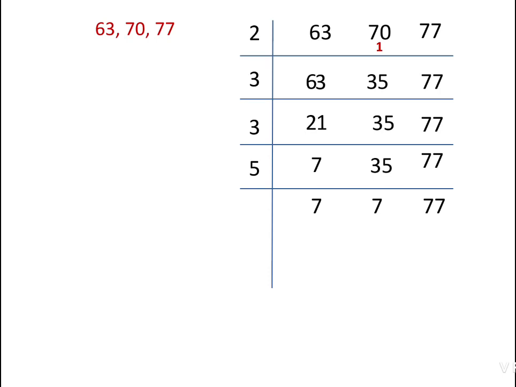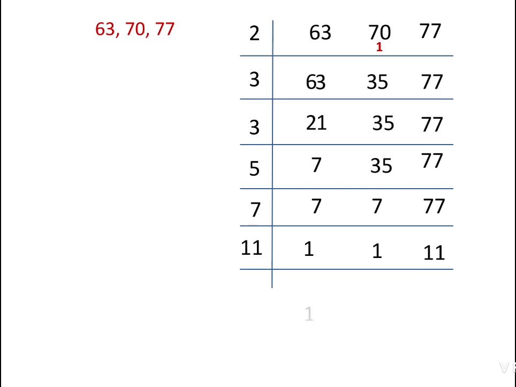Then the next prime number is 7. So we take 7 here. In 7, how many 7? 1. Next, in 7, how many 7? 1. In 77, how many 7? 11. Next, 1, 1, 11. Both of the numbers become 1. Then only 11 remains, so we take 11. Next 1, write 1. In 11, how many 11? 1. So many steps are here.